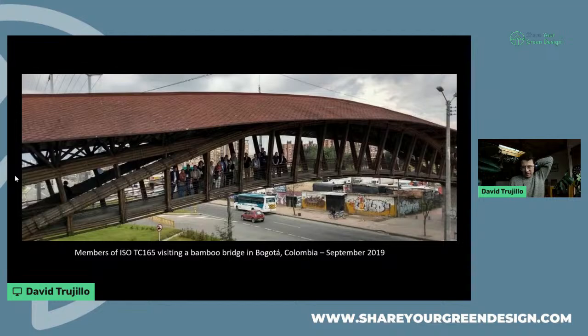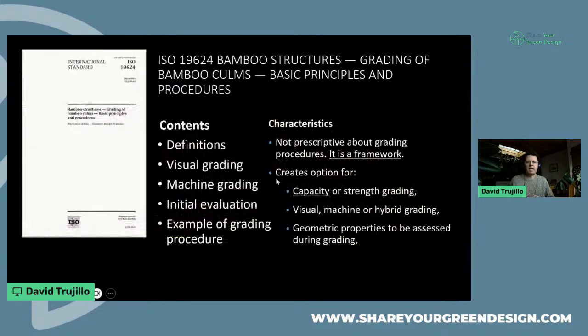Here is ISO Committee TC165. In 2019, we were in Colombia visiting a bamboo bridge. All these people were sort of skeptical. Can you really build with bamboo? So we took them to look at this bridge so that they could see what you could do with it. Okay.